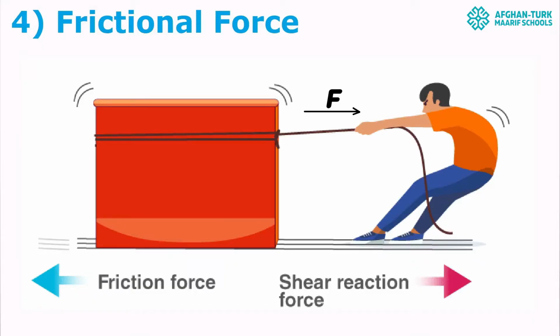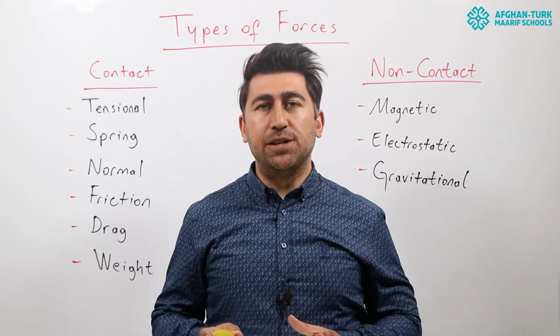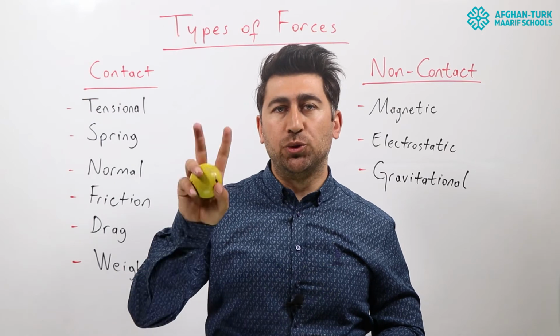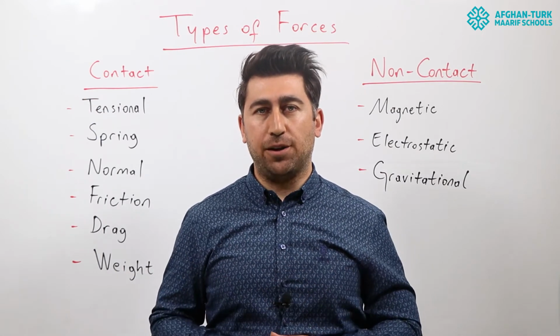Friction force, the force exerted when an object moves across another, such as a ball rolling over the floor. Friction force is always in the opposite direction of the motion, and it depends on two things: first, the weight of the object, and second, the roughness of the surface.